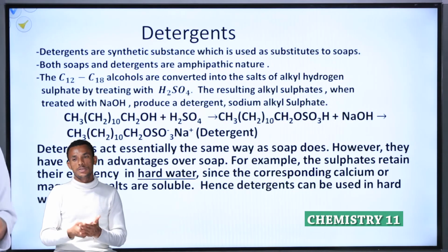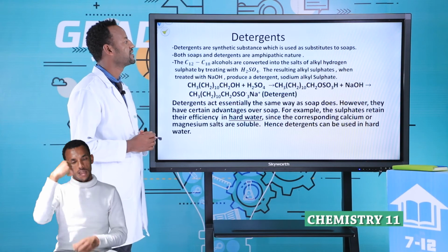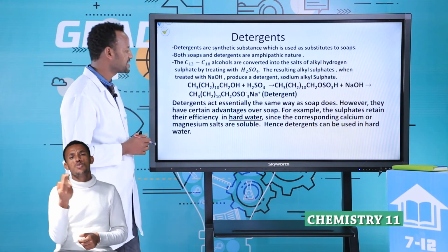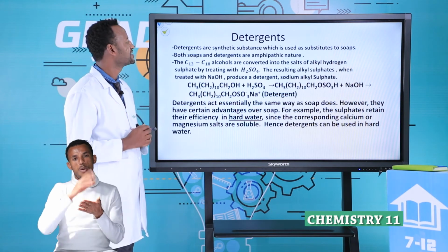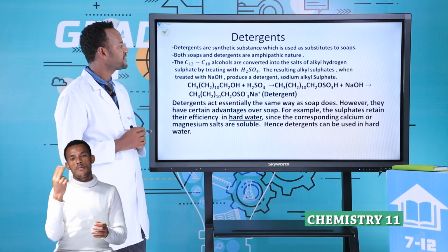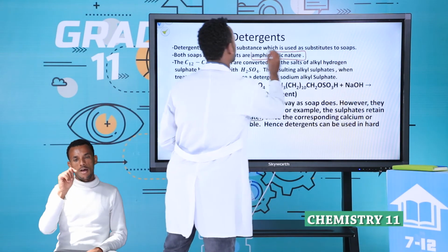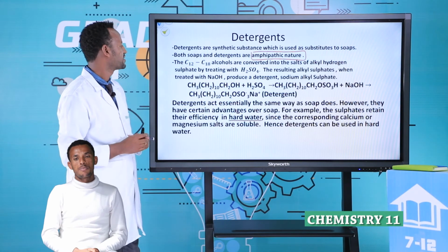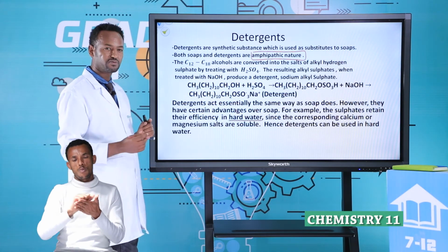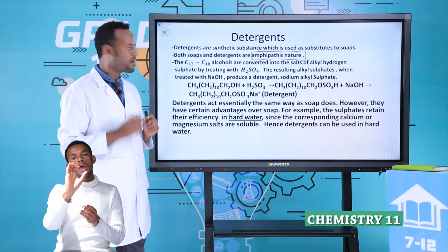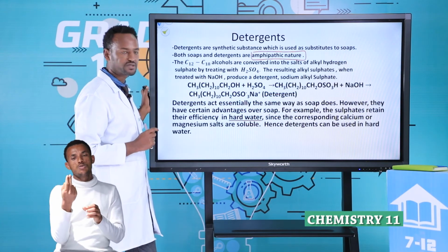This is detergents. Detergents are synthetic substances which are used as substitutes for soaps. Both soaps and detergents are amphipathic in nature. In the production of detergents, alcohols of carbon 12 up to carbon 18 can be used. How many carbons? 12 carbon up to 18 carbon alcohols are used.